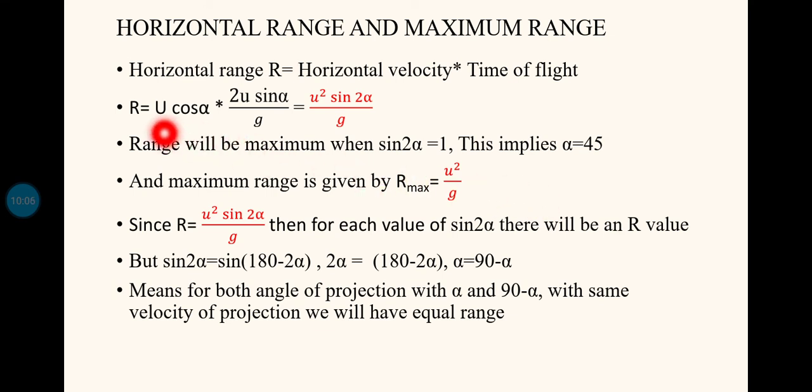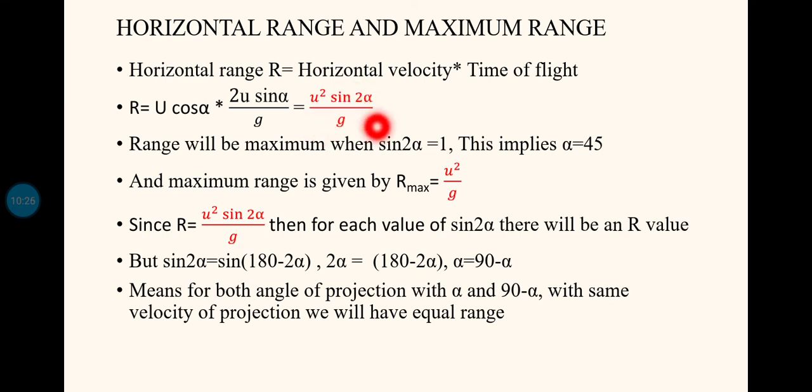As we know, horizontal velocity component is u cos alpha, and time of flight is 2u sin alpha by g. So multiplying you will get u square into 2 sin alpha cos alpha by g. So 2 sin alpha cos alpha is sin 2 alpha, therefore R equals u square sin 2 alpha by g. This is the equation to calculate the horizontal range.